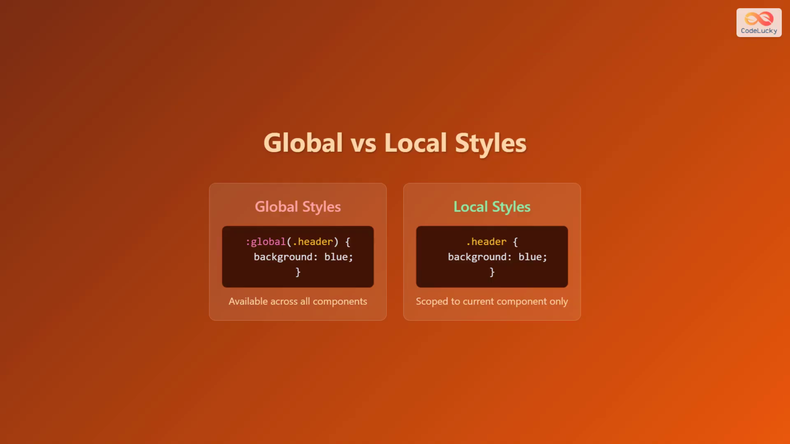CSS modules primarily promote local styles, but there are cases where you might need to define global styles. Let's see how to handle both global and local styles within CSS modules. For global styles, you can use the :global selector. For example, :global(.header) allows you to define styles for the header class that will be available across all components. On the other hand, local styles are defined without the global selector, like .header. These styles are scoped to the current component only, ensuring that they don't affect other parts of your application.